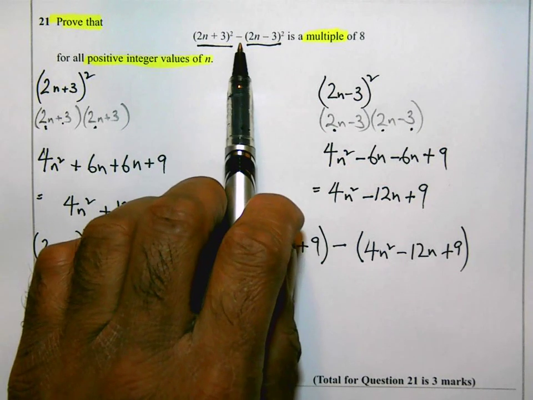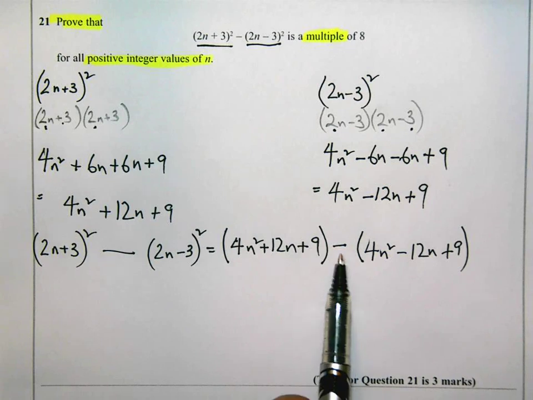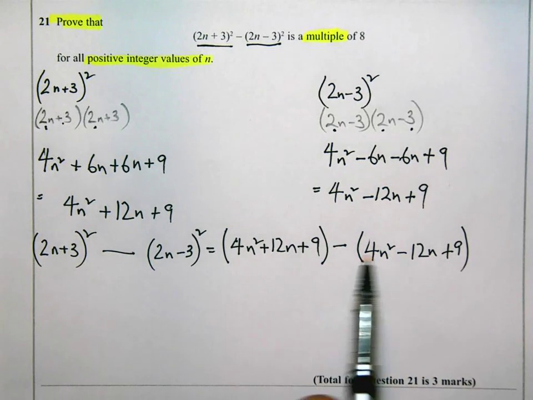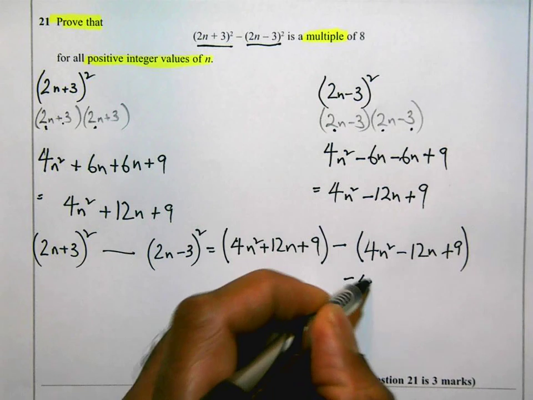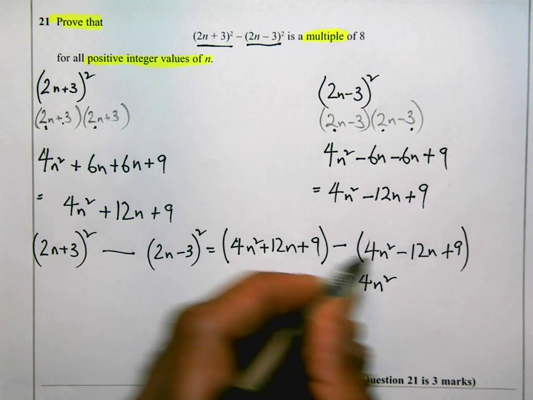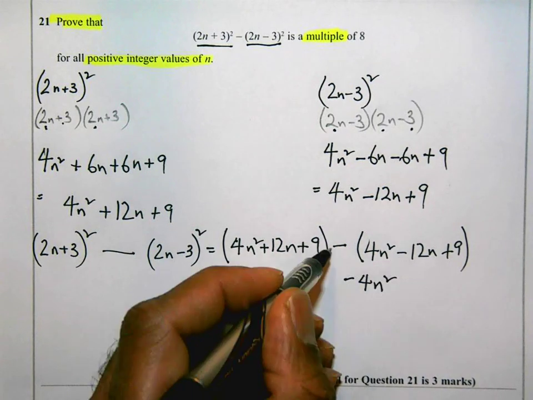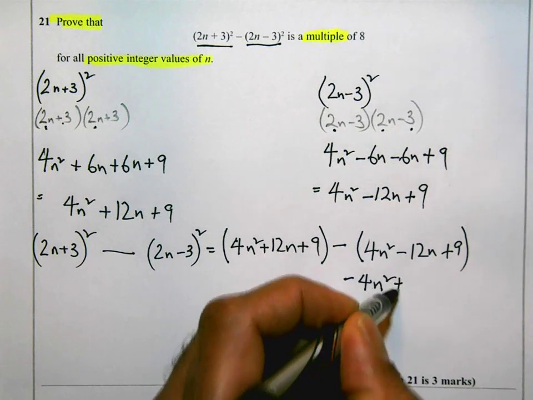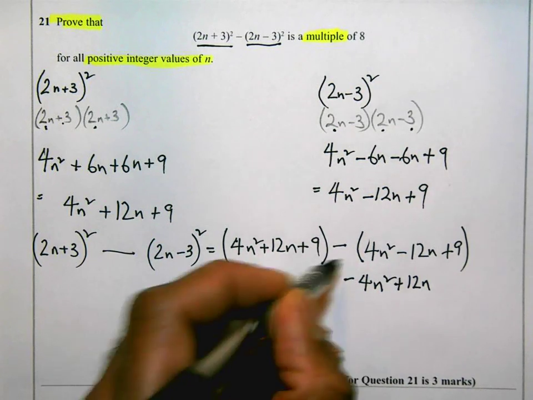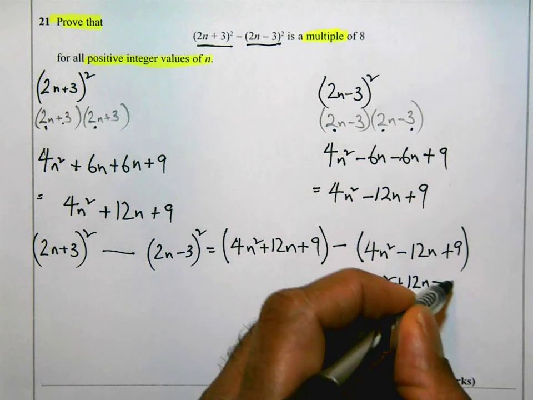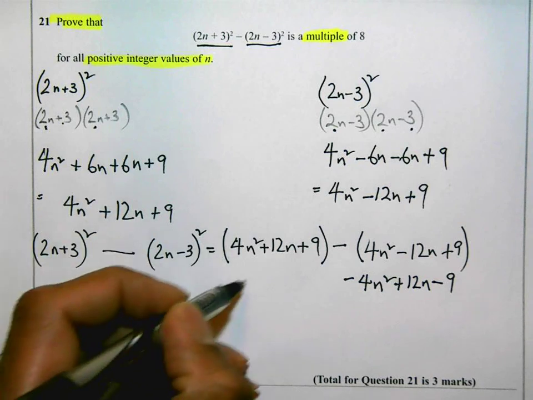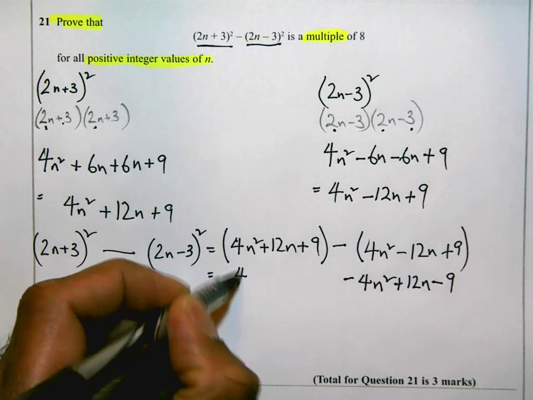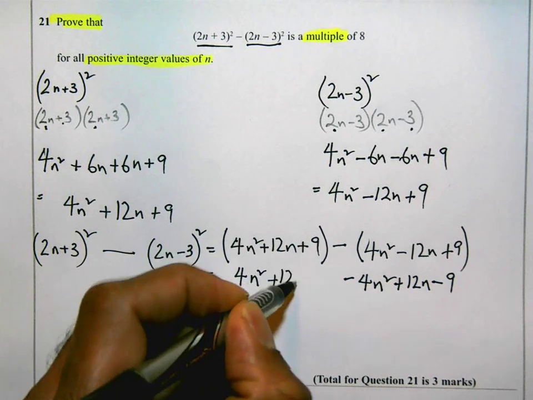That minus sign, as it travels through this, when I take the brackets out, it's going to have an influence. That minus is going to turn the 4n squared into minus 4n squared. Minus times minus 12n will make that plus 12n, and minus plus 9 means that will be minus 9. And if I remove the brackets off this, there's nothing in front of it to make it change, so that's 4n squared plus 12n plus 9.